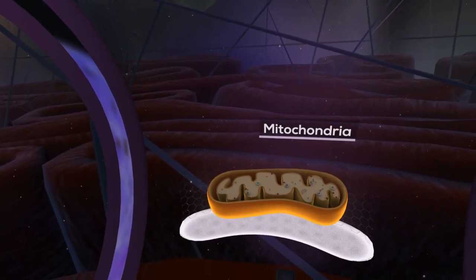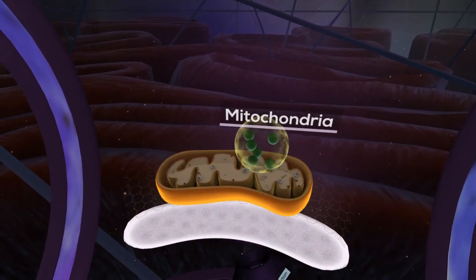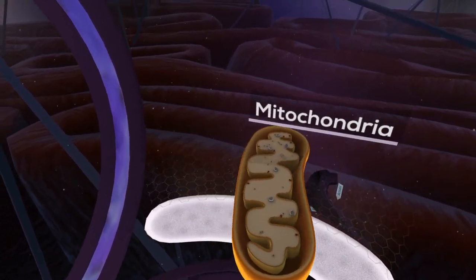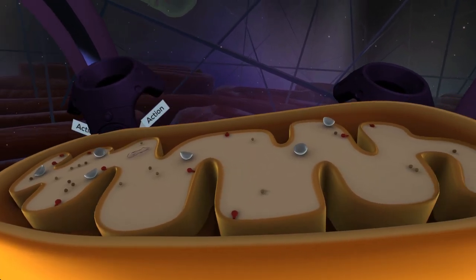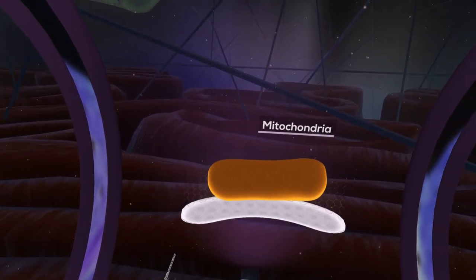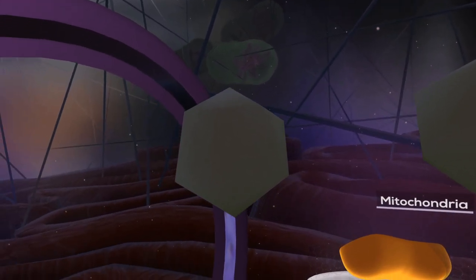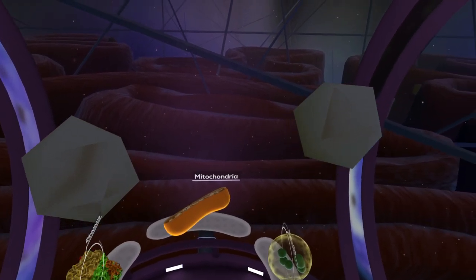Mitochondria are free-floating organelles, typically referred to as the powerhouse of the cell. Mitochondria received their name due to their vital role in ATP generation. ATP, or adenosine triphosphate, is the main source of energy within the cell. Mitochondria take the pyruvate and convert it into carbon dioxide and water, releasing ATP in the process. Now that we have seen the major components of the cell, let's make our way outside.